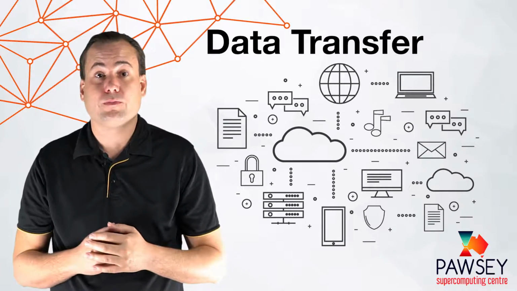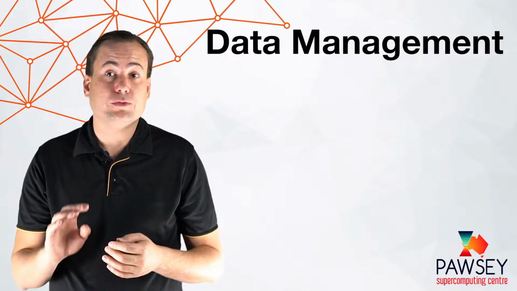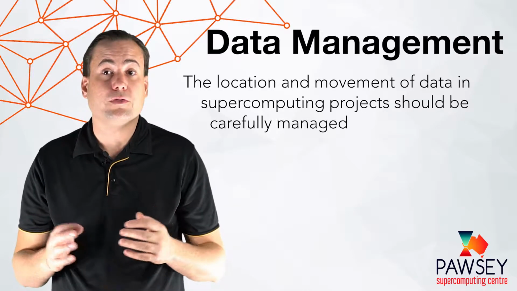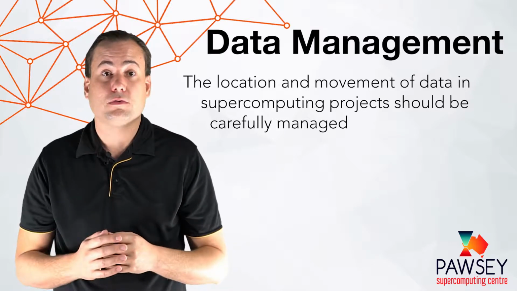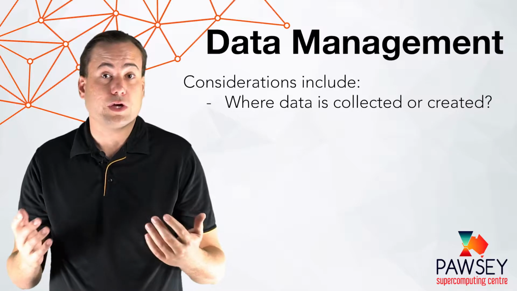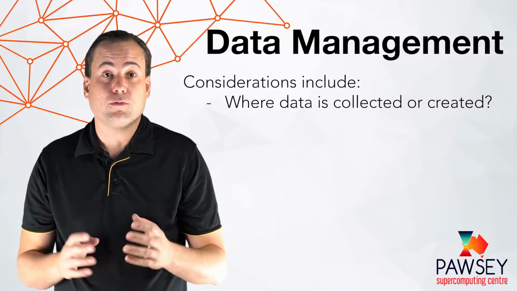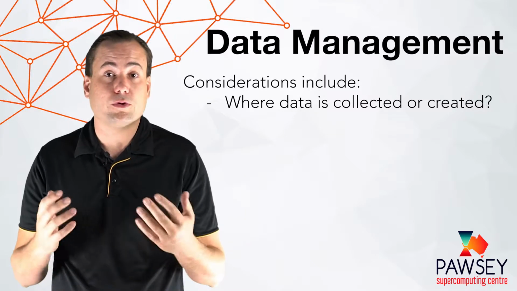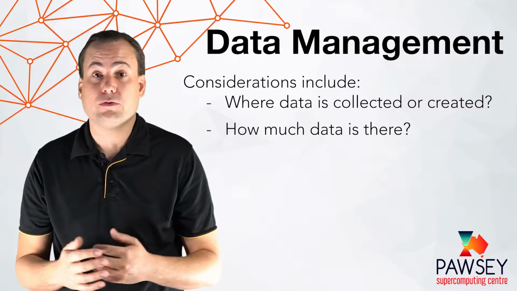Research data is one of the most important aspects of a supercomputing project, and the location and movement of that data should be carefully managed. This may include considerations such as where the data is created or collected. For example, if your data is collected by an instrument, it may need to be transferred to the supercomputer before the processing can begin.